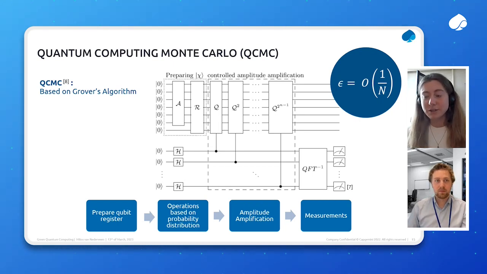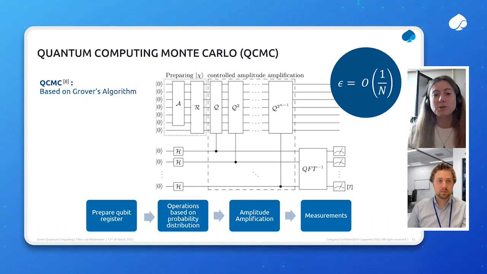I'm going to give a very quick run through of this, just to give you some feeling of what it does. First, the qubit register is prepared as always, and then certain operations based on the probability distribution are performed. So this really depends on what we expect the market to do. And the random walk is already directly implemented in this.